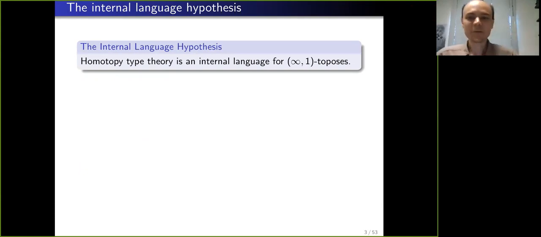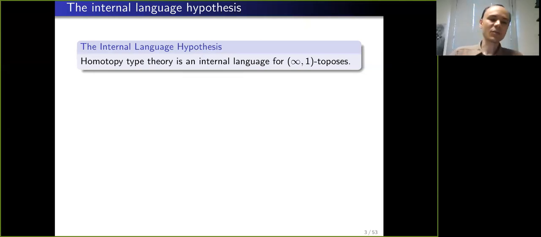Since I'm a category theorist, I want to start with some category theoretic motivation, which is sort of where I came from and why I'm interested in homotopy type theory. This has to do with its interpretation as an internal language for higher categories, and particularly for infinity one toposes. And this is a statement that tends to get bandied around in different ways, that homotopy type theory is an internal language for infinity one toposes. And it's not always clear exactly what its formal status is.